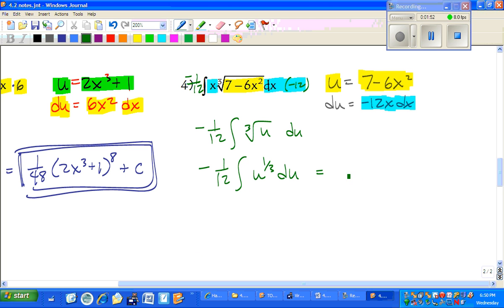So if we take the antiderivative of that, our negative 1/12 stays out in front. Add 1 to the exponent, so we get 4/3, and multiply by the reciprocal, plus c. So the negative 1/12 times 3/4, we end up getting negative 1/16. We're going to replace u with the original expression, 7 minus 6x squared to the 4/3 power plus c.